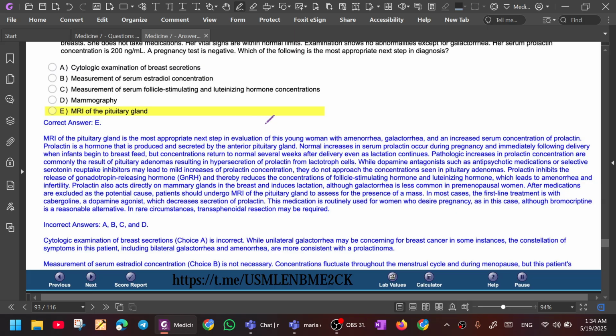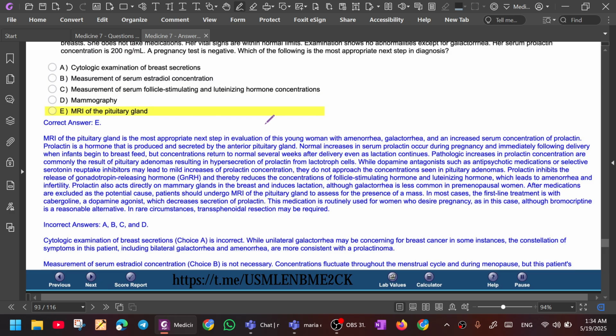Patients should undergo MRI of the pituitary gland to assess for the presence of a mass. In most cases, the first-line treatment is cabergoline, a dopamine agonist, which decreases secretion of prolactin. This medication is routinely used for women who desire pregnancy, as in this case, although bromocriptine is a reasonable alternative. In rare circumstances, transsphenoidal resection may be required.